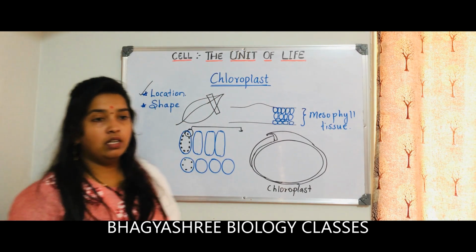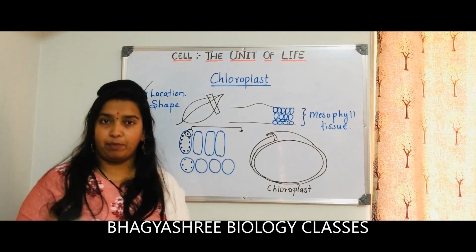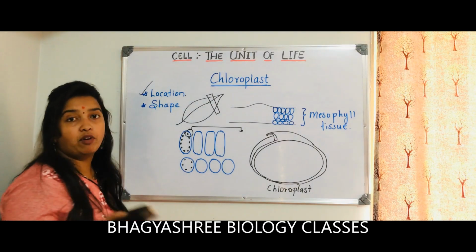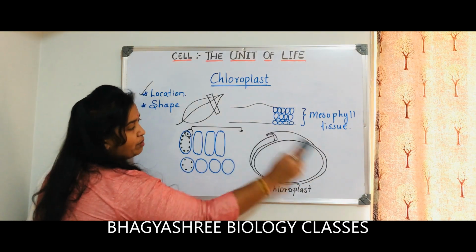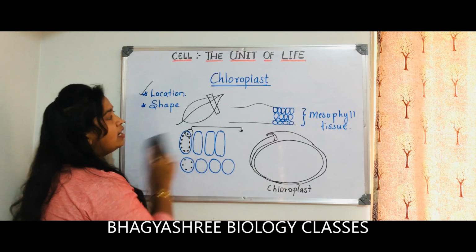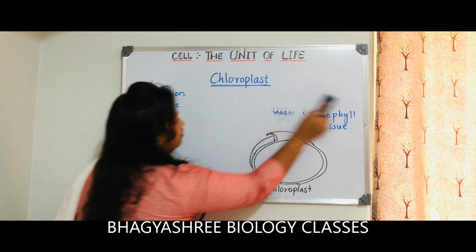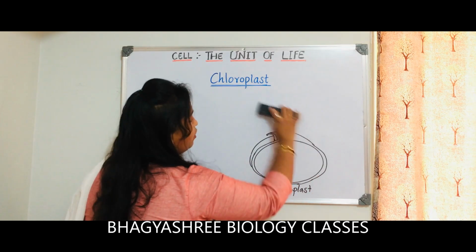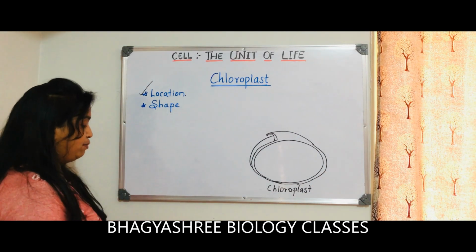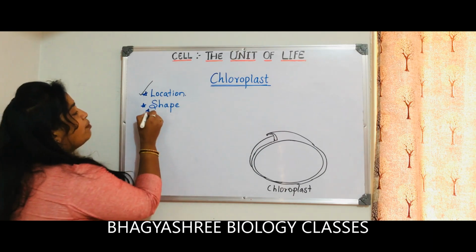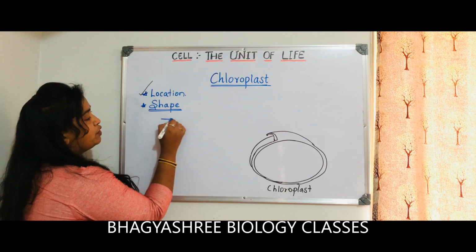Then next what we need to do is understand the shape. So what is the shape of the chloroplast here? This is the shape of the chloroplast. There are so many shapes, we'll see that. I hope it's clear now, where the location is. Yes. Now coming to the shape of the chloroplast. Which are the different types of shapes? When you talk about the shape of the chloroplast, there are different types of shapes.